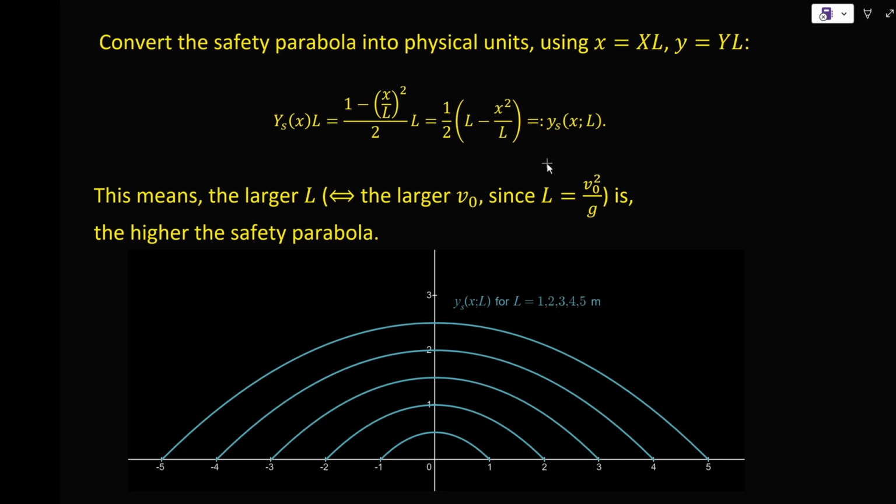So now we have a family of safety parabolas parameterized by L. And here we plotted a few examples of little ys for L equals 1, 2, 3, 4, 5 meters. And clearly we can see larger L is equivalent to a higher safety parabola. And because L is defined as V naught squared over g, this means the higher the initial launch speed, the higher the safety parabola. And this observation agrees with our physical intuition as well, because a projectile with a bigger launch speed can obviously reach a bigger area.